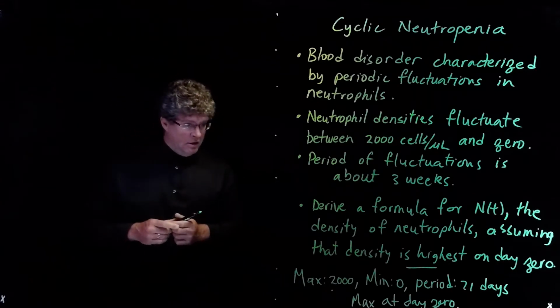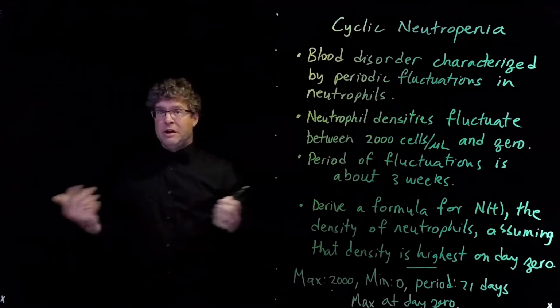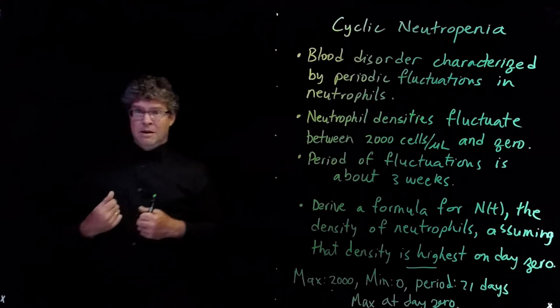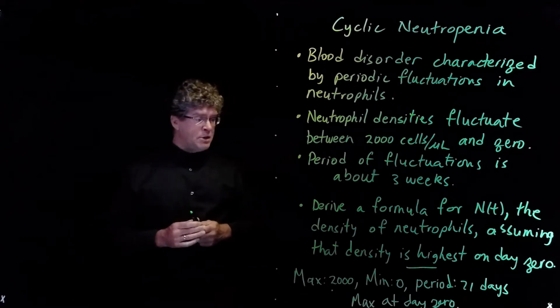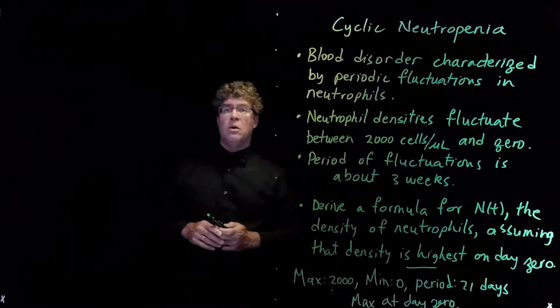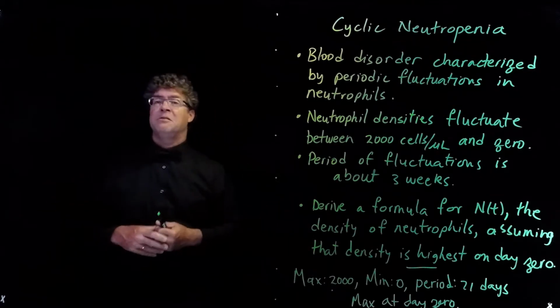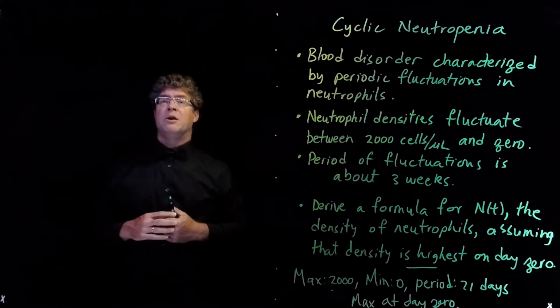And so if we have a fluctuating function, we think of sines and cosines, but which of those we choose depends on the criteria that the maximum is at day 0, and the cosine function has a maximum at 0. So that'll be our base function.